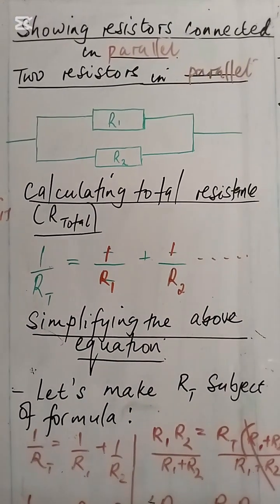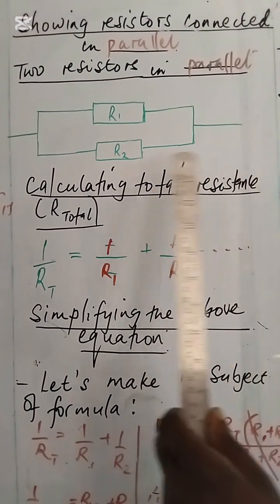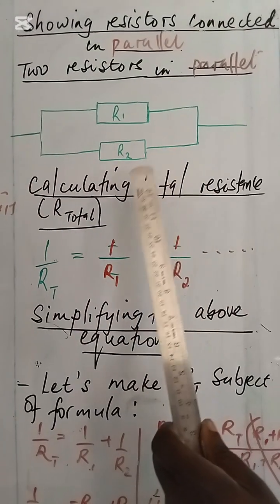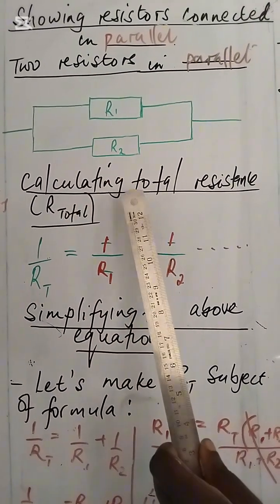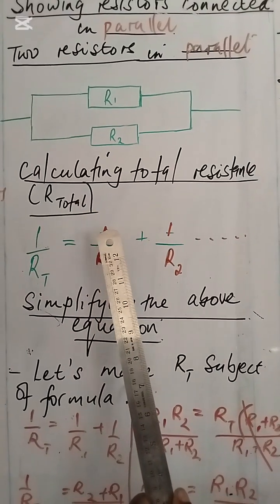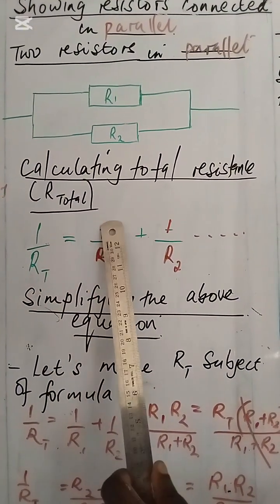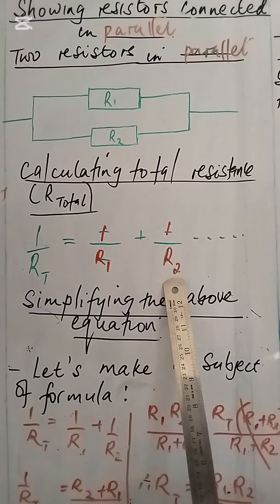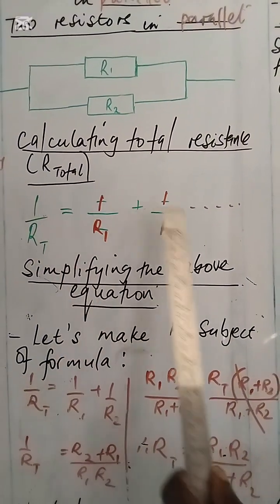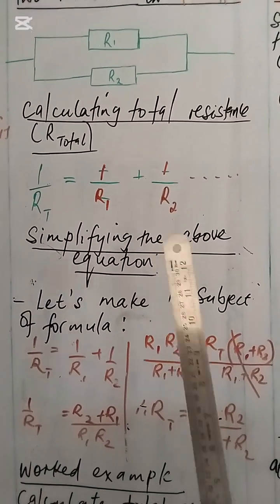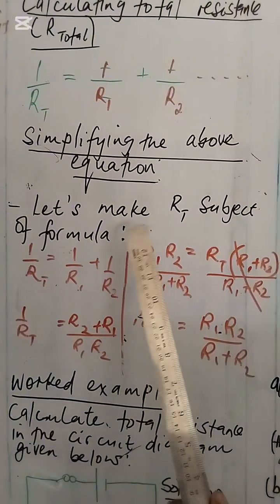We want now to show how resistors can be connected in parallel. So we take two resistors, we connect them in parallel to the circuit, R1, R2. Then how do we find total resistance in parallel connection? We say 1 over R total is equal to 1 over R1 plus 1 over R2, and so on. Then how can we simplify this equation to make it simple so that we can easily use it? Then let us make R total the subject of the formula.